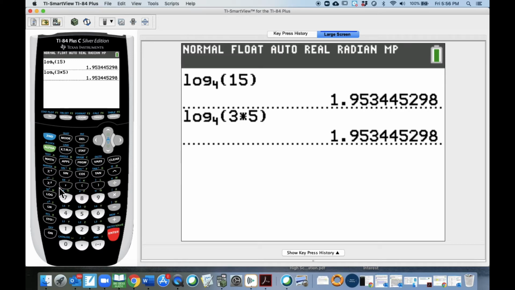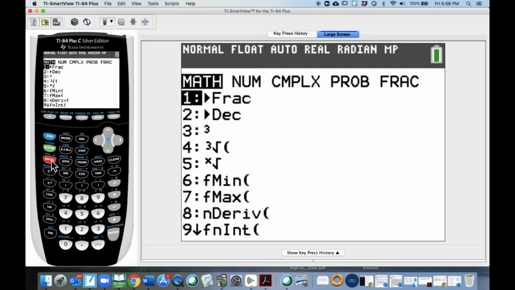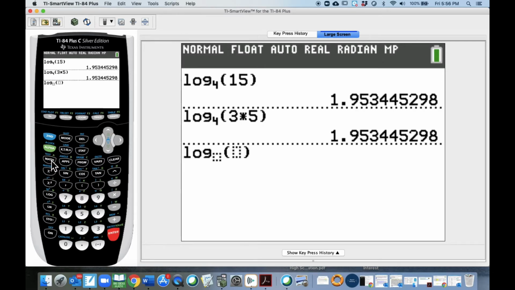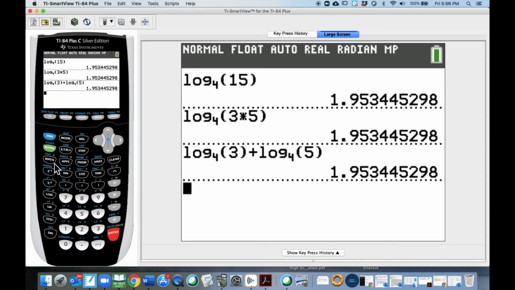So I'm going to go back to math, log base. And what we had was log base 4 of 3. And then I have to come out of it and say plus, and now I'm going to do log base 4 of 5. So I went back to the math button, log base 4 of 5, and I'm going to hit enter, and it is the exact same thing. So this button, this math and then log base button, is how you find that decimal answer.